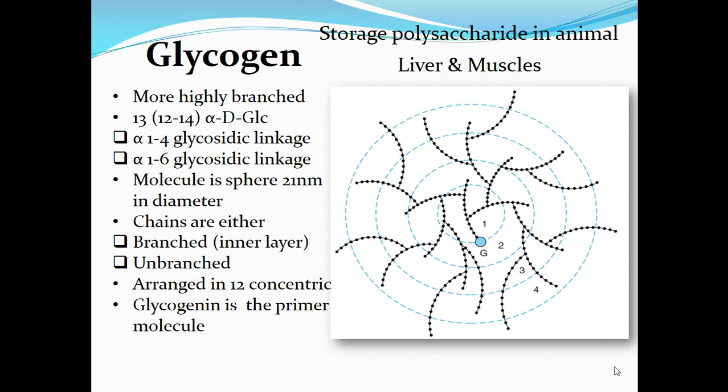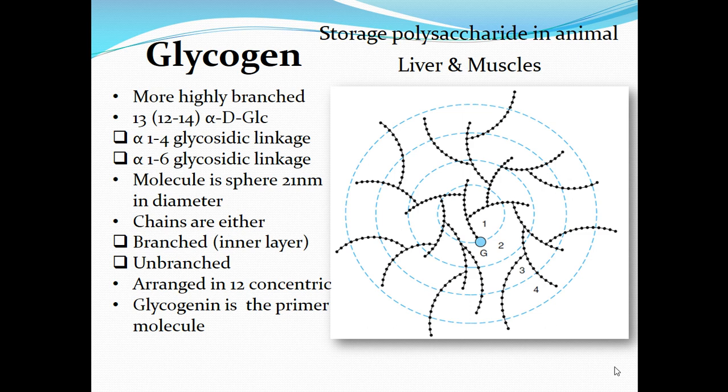Glycogen is a branched polymer of alpha-D-glucose. It consists of short chains of glucose residues, approximately 13 glucose residues, with a range of 12 to 15. They are linked through alpha-1,4 glycosidic linkage in the straight chain, with alpha-1,6 glycosidic linkage at the branch point.